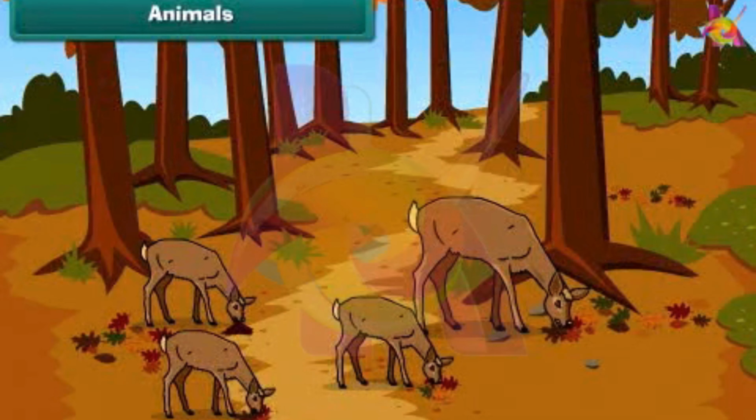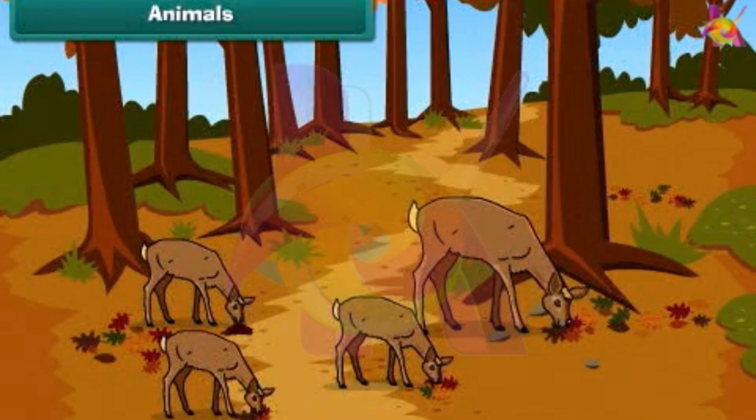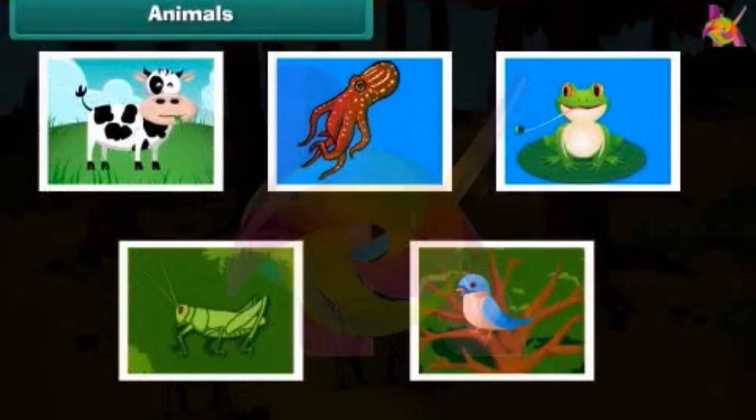Friends, as we all know, animals are living organisms. They can move and grow. They have the ability to produce their own young ones. We can see different animals all around the world. They are in various sizes, shapes, and colors.